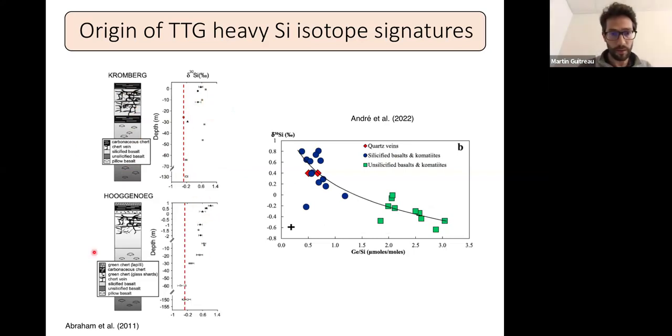So I just gave these two examples. And this silicification is really localized, so that you can see like here you don't have this shift towards heavy silicon isotopes, compared to here where you have this heavy signature. So there you go, you have that information. But in order to account for the signature, you need to have silica derived from oceans.